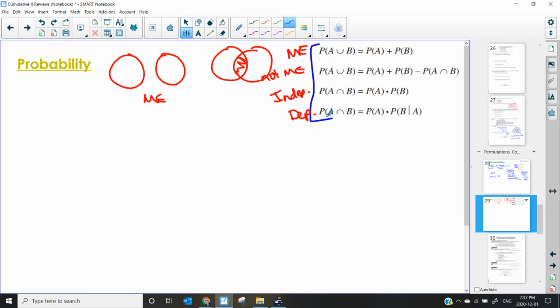Now, if we're looking at dependent situations, then we have to deal with conditional probability. So the probability of A and B would be the probability of A times the probability of B given A. That is, the probability of B given that A has already occurred. All right, so let's take a look at some examples.